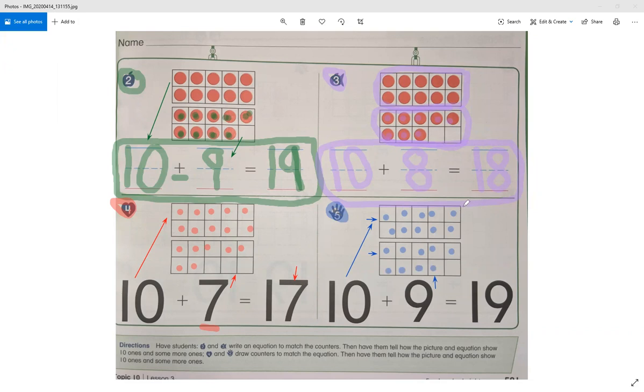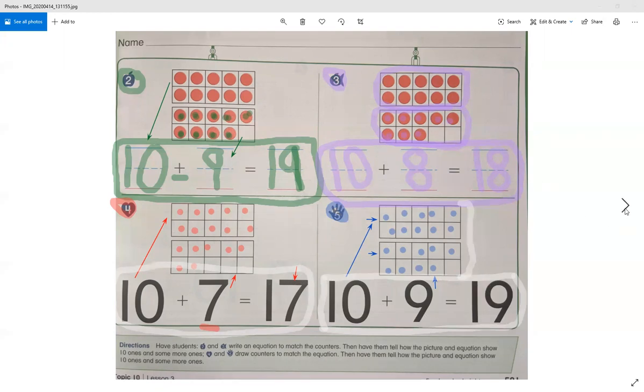So these two 10 frames right here are showing us this equation right here. So these two things are the same thing. This is showing us 10 and then 9 more. So that's what this is, 10 plus 9 more. And all together, it equals 19. So make sure you put this equation on your paper, just like you did for number 4. For number 5, you should have 10 plus 9 equals 19, because 19 has one set of 10 in it, and then 9 more.